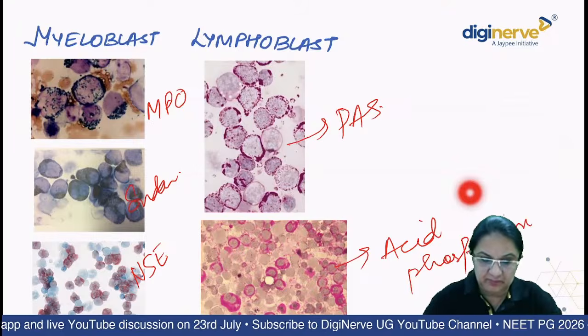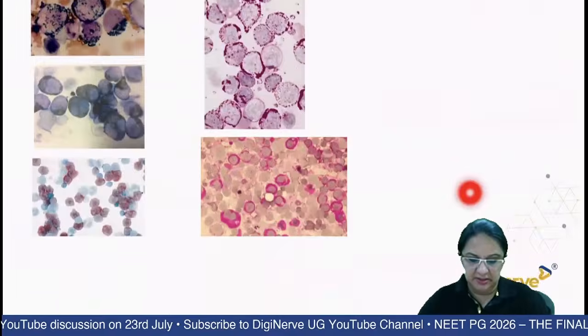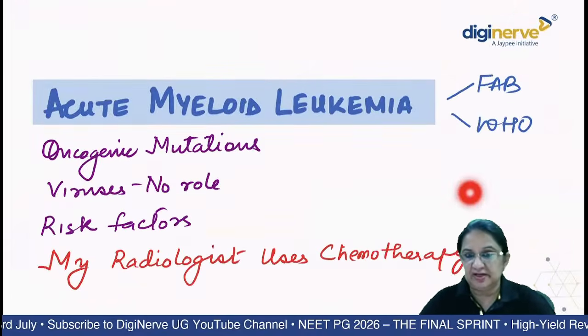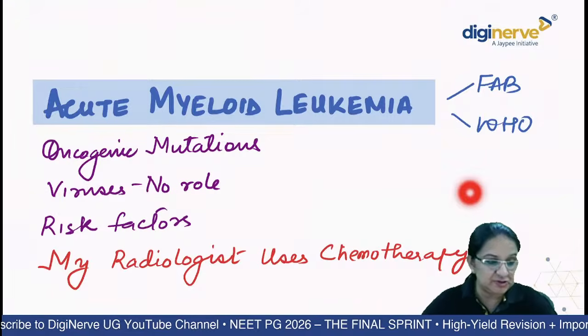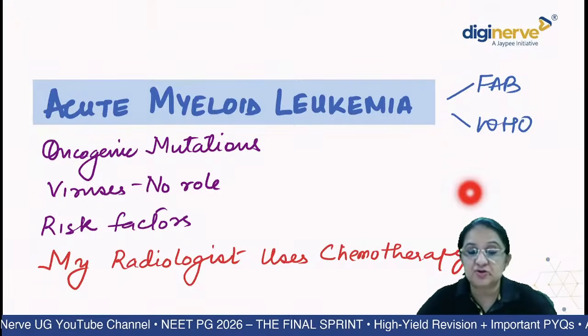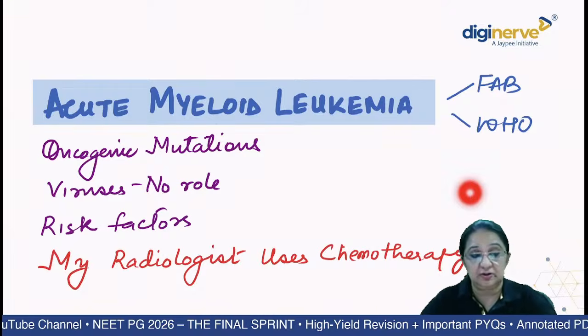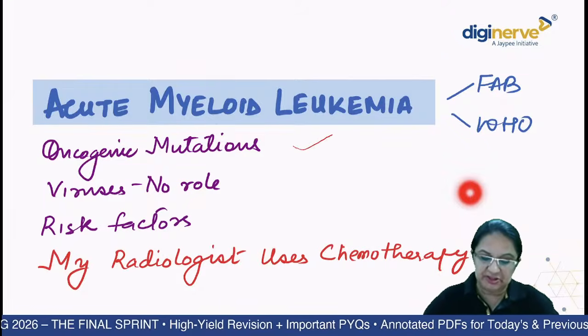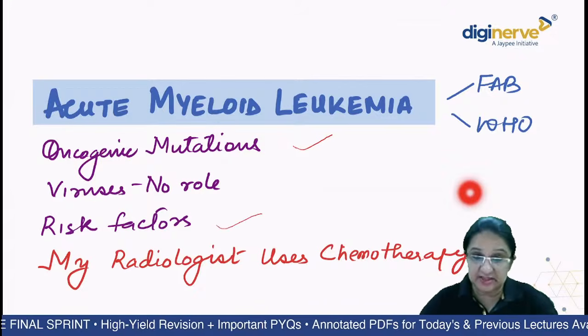Okay, acid phosphatase, right? Now, acute myeloid leukemia, I'll go very quickly. We know about the FAB classification, we know about the WHO classification. There is no role of viruses in the causation of acute myeloid leukemia. There is oncogenic mutation, some risk factors. What are the risk factors?